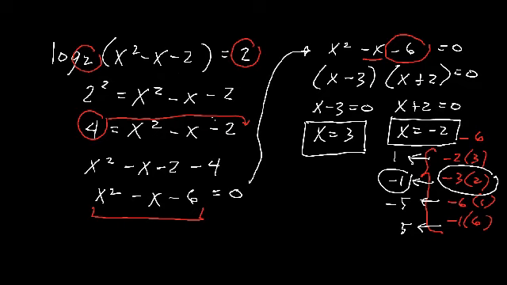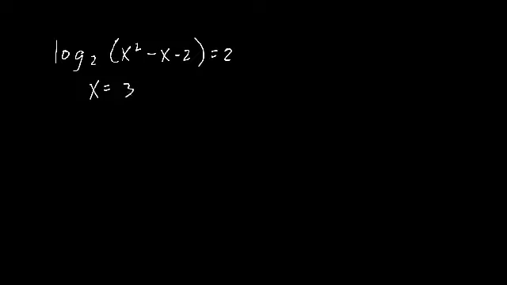So, let's try to do the checking. So, we have 3 and negative 2 as our values of x. So, let's have again our original logarithmic equation, which is log base 2 of x squared minus x minus 2 is equal to 2. So, ang naging equivalent answer natin are x is equal to 3 at saka yung isa ay x is equal to negative 2. So, let's try to check both of our given answers.